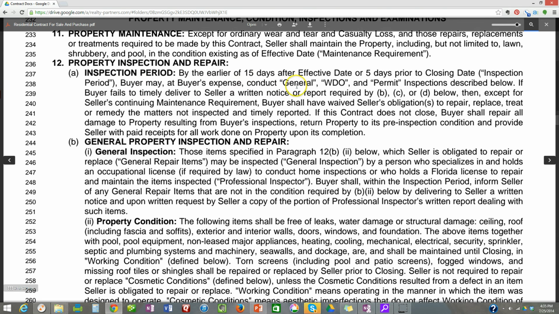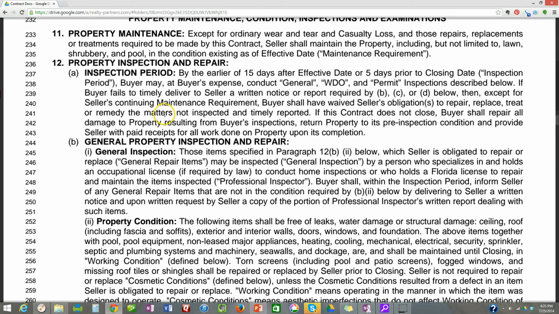Buyer may at buyer's expense conduct general, wood-destroying organism, and permit inspection described below. If buyer fails to timely deliver to seller a written notice or report required by B, C, or D below, then except for seller's continuing maintenance requirement, buyer shall have waived seller's obligation to repair, replace, treat, or remedy the matters not inspected and timely reported.